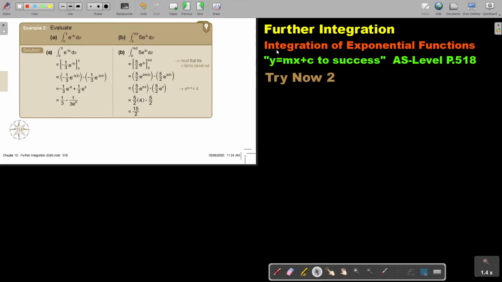In this video, we will continue with integration of exponential functions. You will find this on page 518 in the Namibian AS-Level Mathematics textbook, Y equals mx plus c to success. In the previous video, we were looking at indefinite integration. Now we're just going to look at definite integration. Can you see between ln 2 and 0?